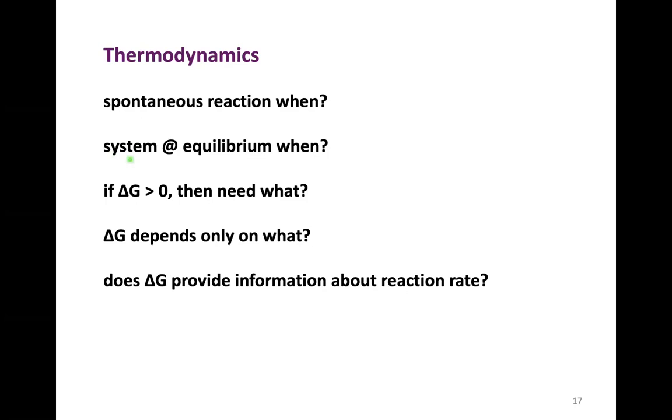How do we define a system at equilibrium? Delta G, the actual free energy, is 0. If we have a positive, endergonic condition, then what do we need for that reaction to go? We need to add energy of some kind to overcome that.